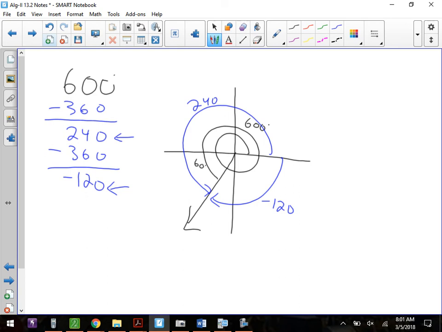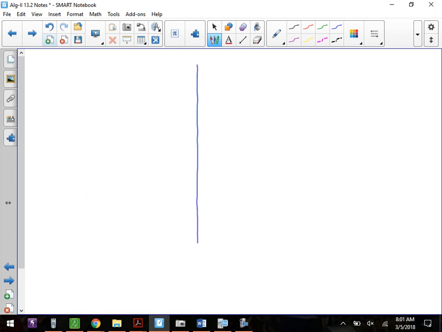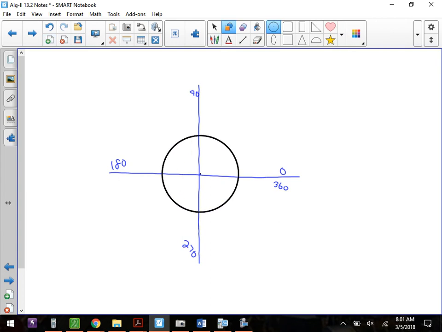All right. Which gets us to our fun stuff. You're going to have a lot of circles with this stuff. Now, you guys are okay with knowing that this is 0, 90, 180, 270, and 360. Correct? You okay with that?